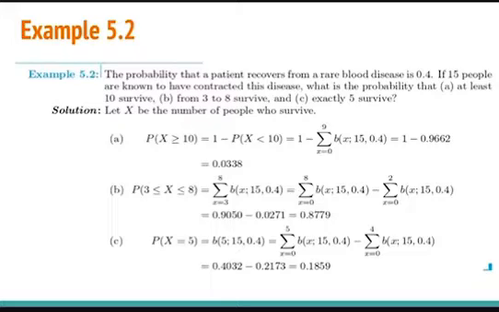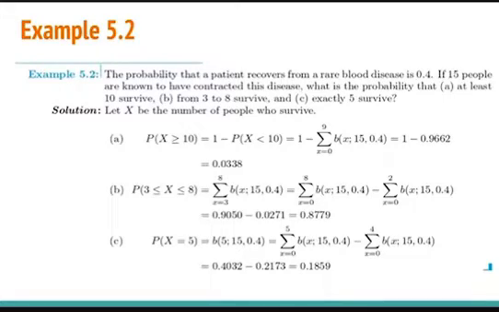Okay, now the probability of recovery from a rare blood disease is 0.4. You know that 0.4 is a prevalence. That's a P. Okay, if 15 people are known to have contracted this disease, what is the probability? A, at least 10 survive. B, 3 to 8 survive. C, exactly 5 survive. Now, at least 10 survive. Okay, that means you want to figure out the probability of X greater or equal to 10. At least 10 means 10 or more. Does that make sense?